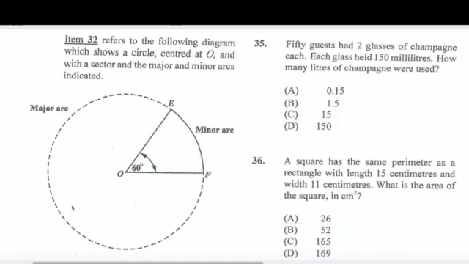and with a sector and major and minor arcs indicated. So I see the major arc, the minor arc, and so on. E to F.